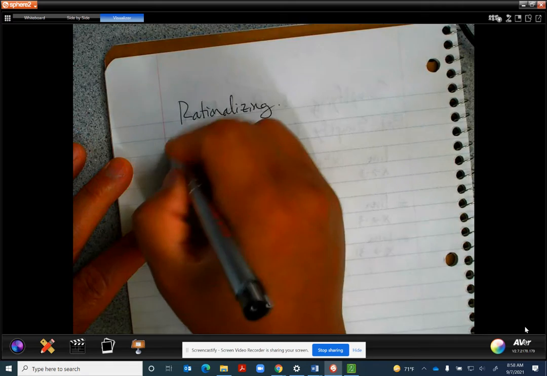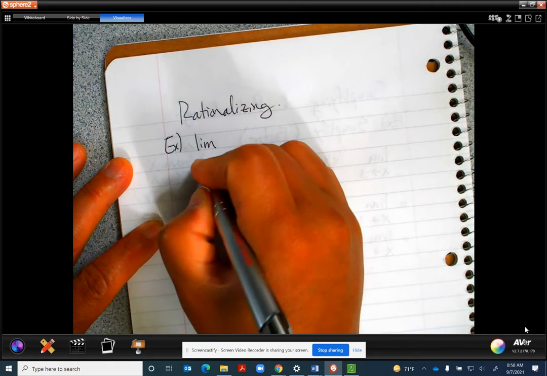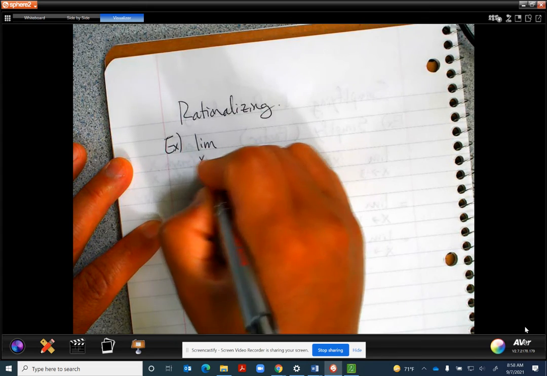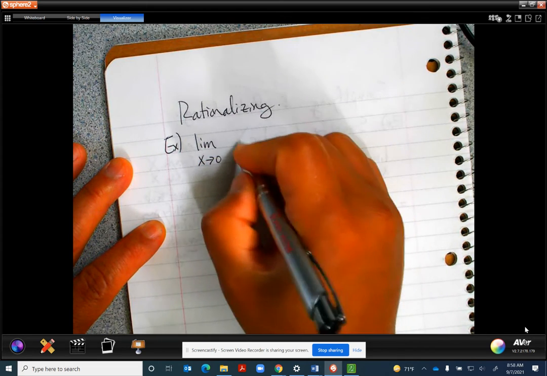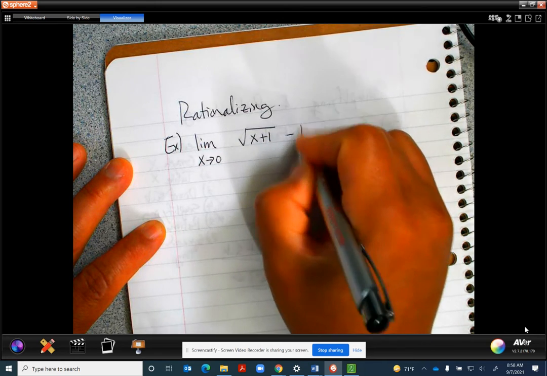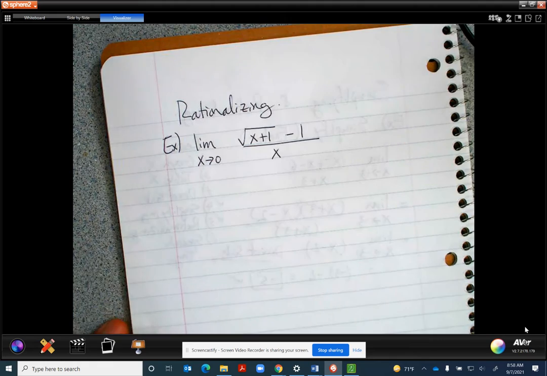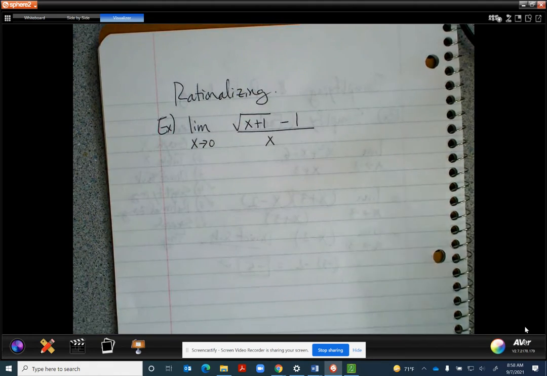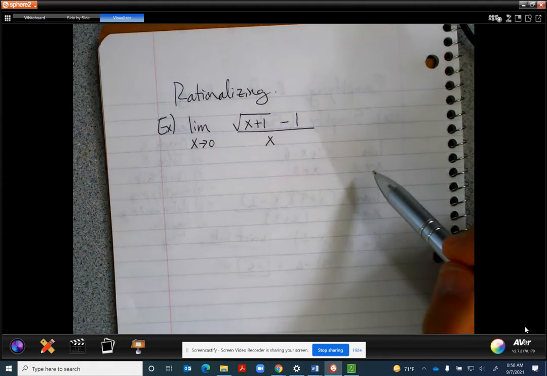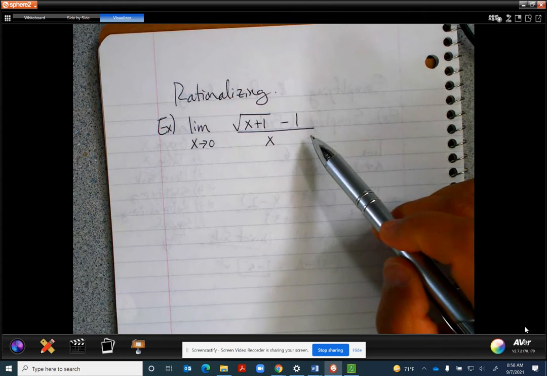Yeah, so here's an example. Limit as x goes to 0 of (square root of x plus 1 minus 1) all over x. I'm not going to list out the things that we just talked about. Remember, we can use a graph, which you don't want to. This is pretty hard to graph without a graphing calculator.